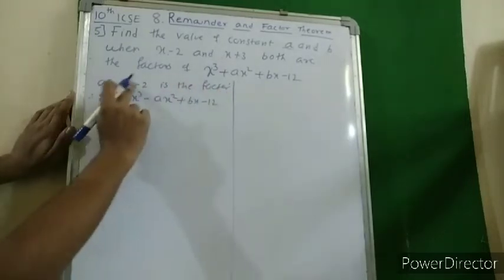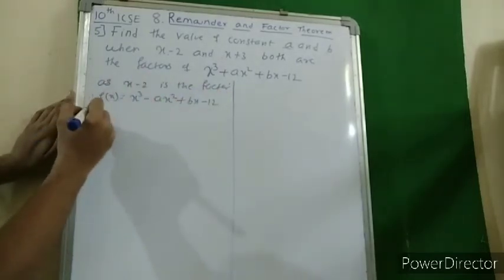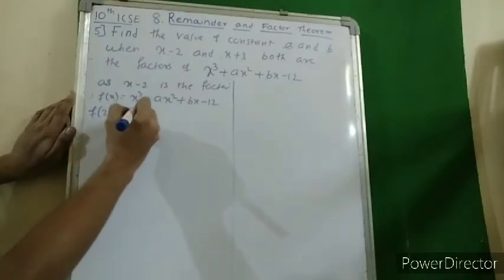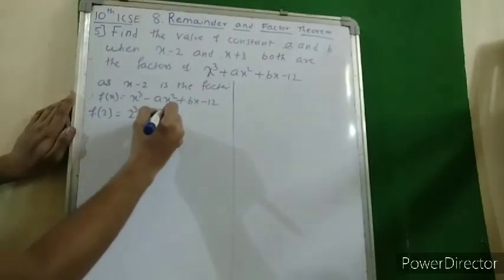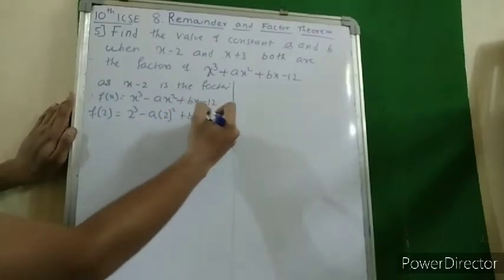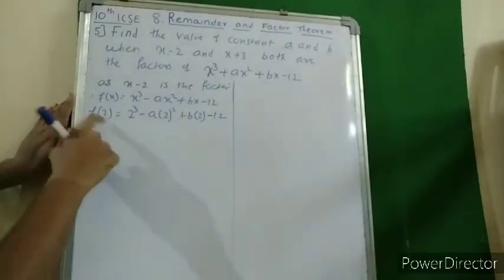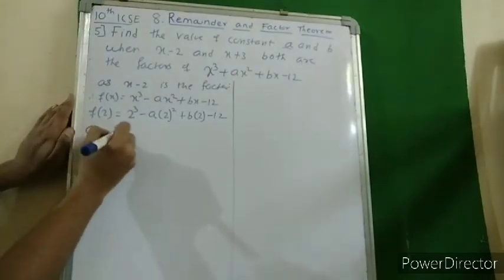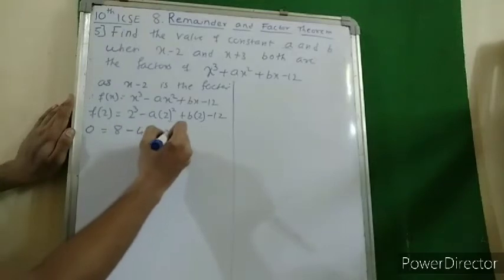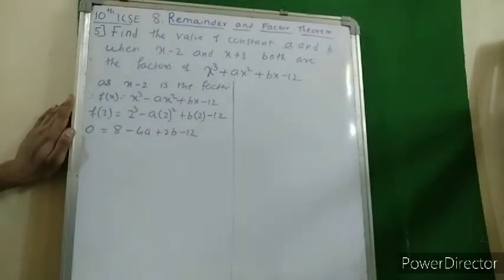In place of x it is minus 2 will go there and become plus 2. So function of 2, I have 2 cube minus a into 2 square plus b into 2 minus 12. As it is a factor, it will be 0. So 2 cube is 8, minus 2 square is 4a, plus 2b minus 12.